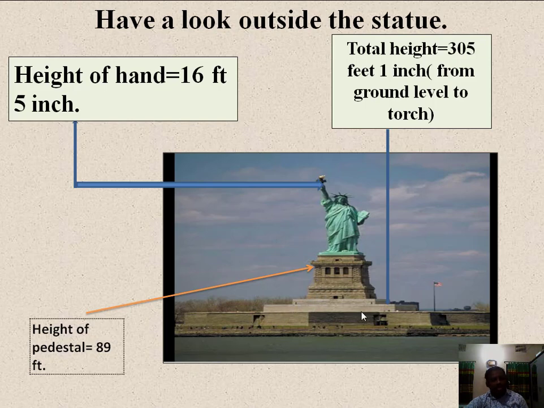I would like to repeat the whole height: the total height 305 feet 1 inch from ground level to torch, height of the hand 16 feet 5 inches, height of the pedestal 89 feet.